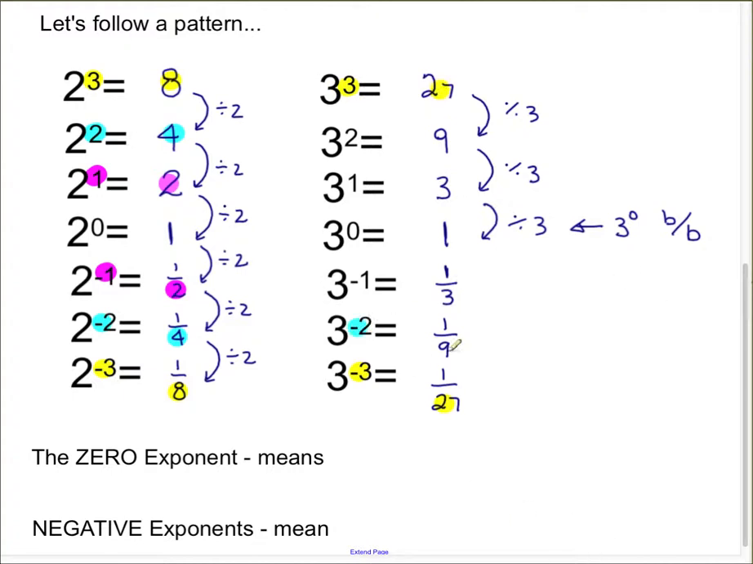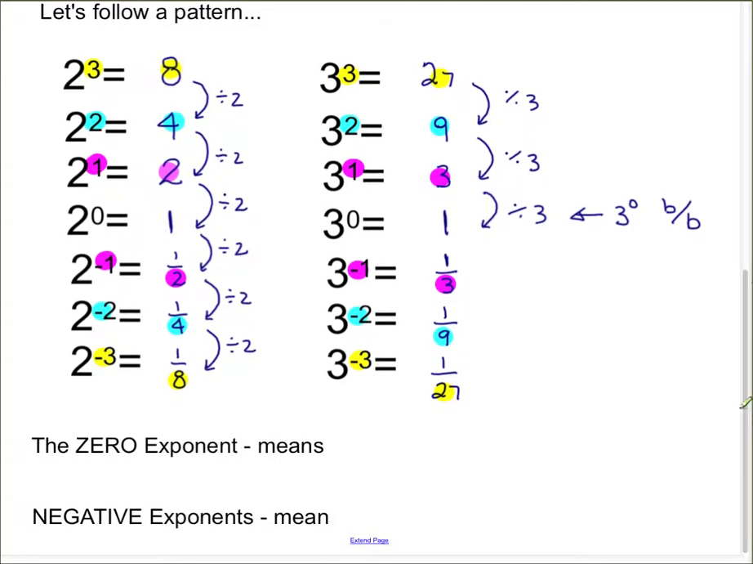And when I had -2, I get 1/9. When I had +2, I get 9. And one more time, when I had -1, I got 1/3. When I had 1, I got just plain 3. So it looks like a negative exponent means I get 1 over the answer I would have got with a positive exponent. So let's summarize this up.